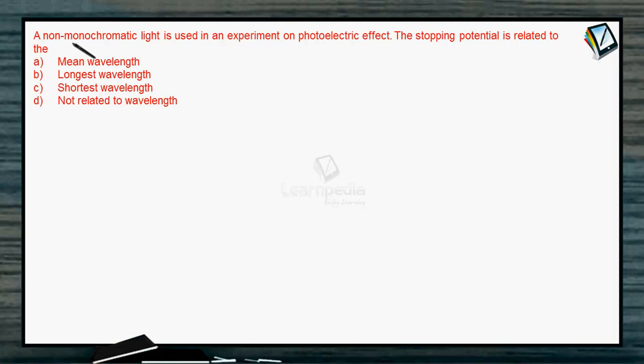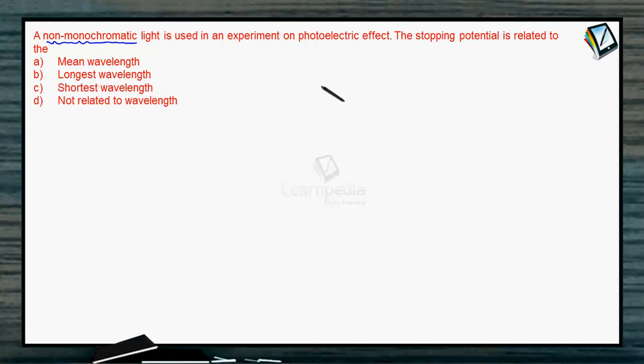So first of all, what is the meaning of non-monochromatic light? What is monochromatic light? It means a light having a single wavelength, like the laser one. Laser light is a monochromatic light. And non-monochromatic light means several wavelengths are mixed up.